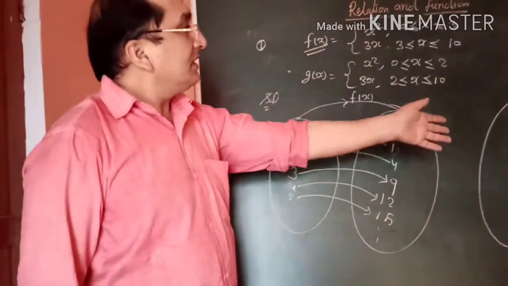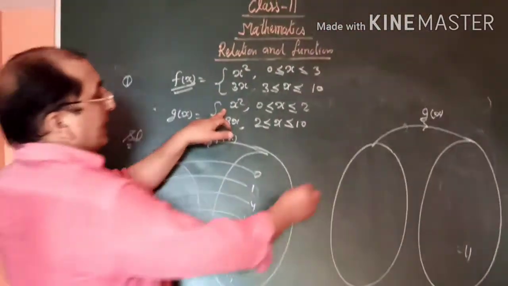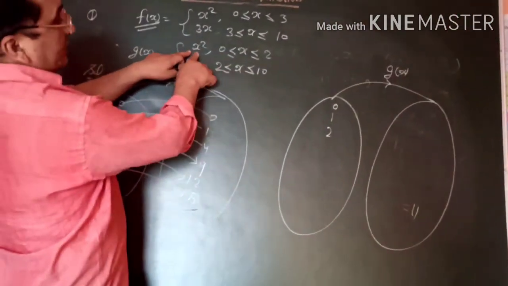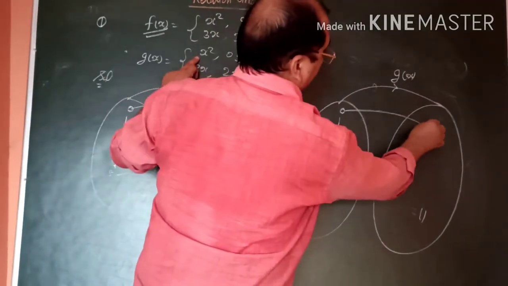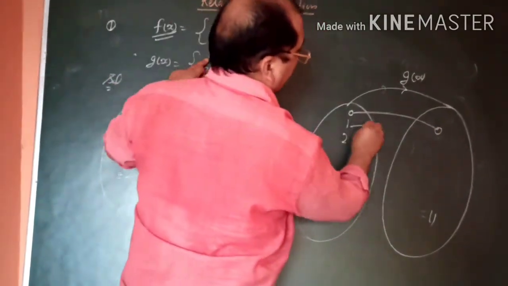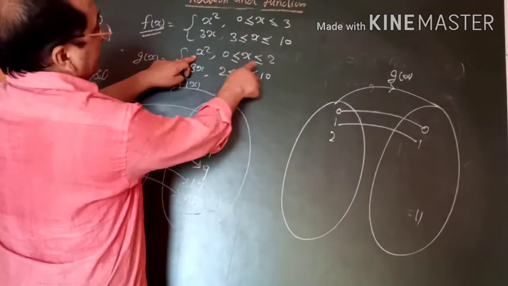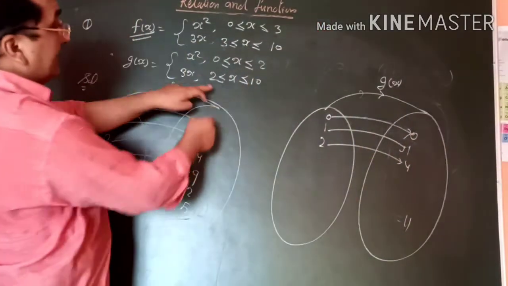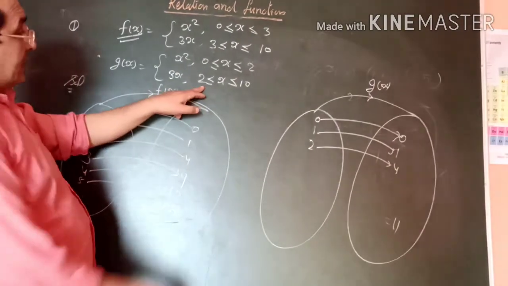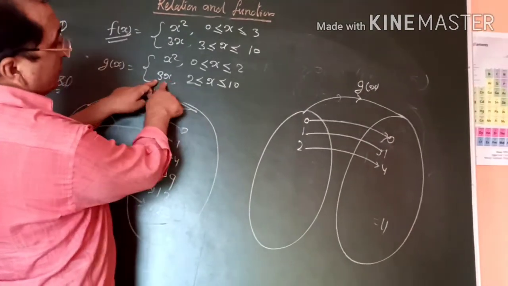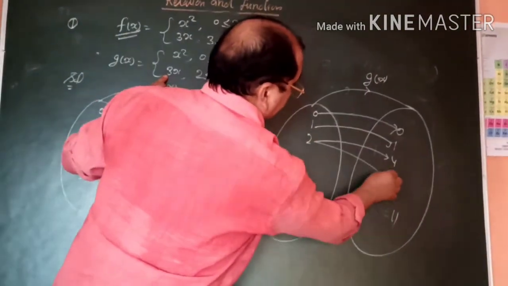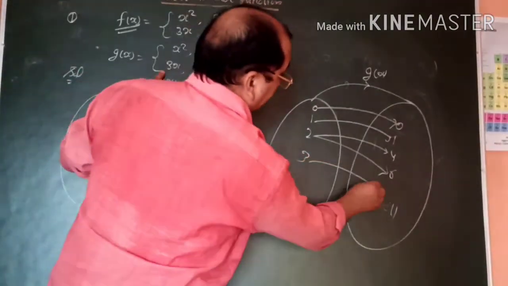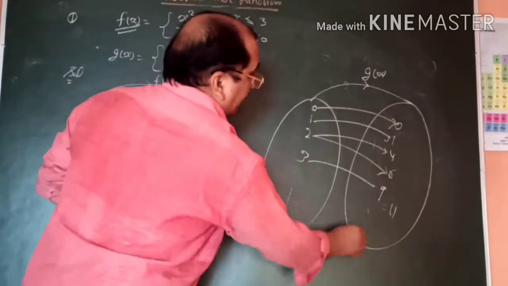But for g, the second function, if 0, 1 and 2, this function will be like so: 0 square is 0, 1 square is 1 will come, and 2 square is 4 will come. Then just at 2, again for this function, 2 times 3 is 6 will come. And suppose 3 times 3 is 9 will come. And so many other values will come now.